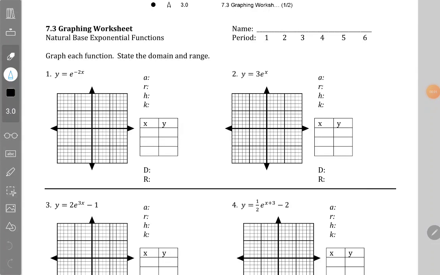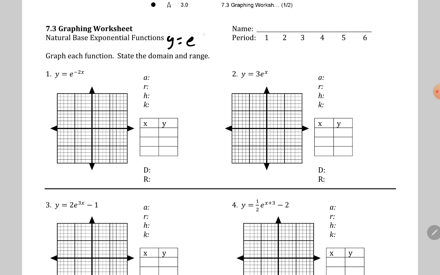Scholar Strive doing some math today in Algebra 2. We're going to be looking at graphing the natural base, the e, Euler's number. So the parent function is y equals e to the x.